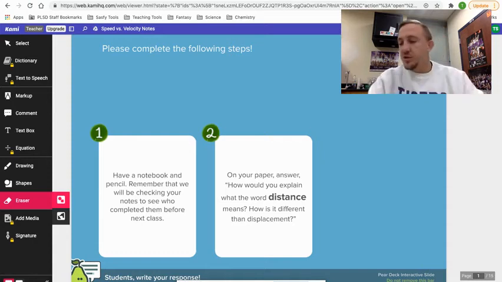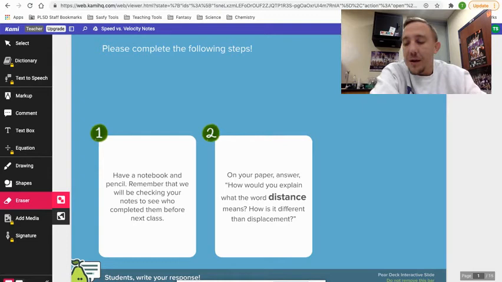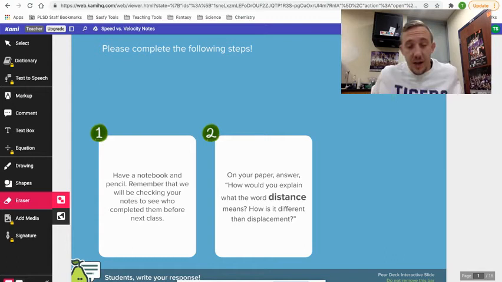What I want you guys doing before we go ahead and get started is we're going to be talking about velocity and speed and what their differences are. So, what I want you to do right now is have a notebook and a pencil. And remember that we'll be checking your notes to see who completed them the next time I see you guys in class.